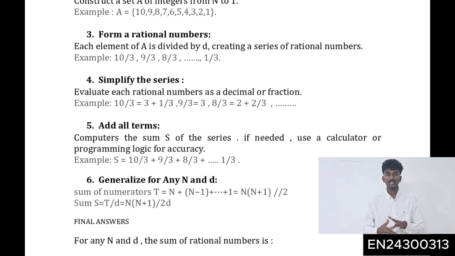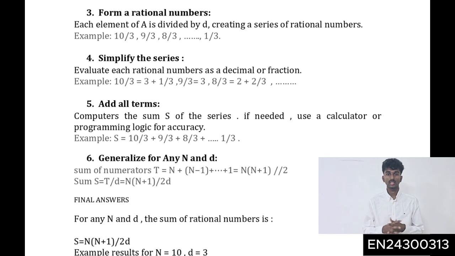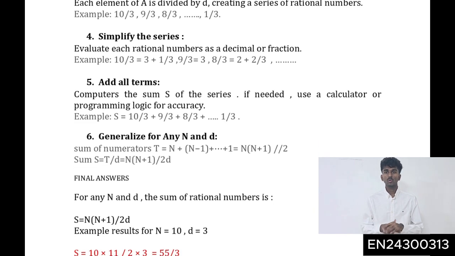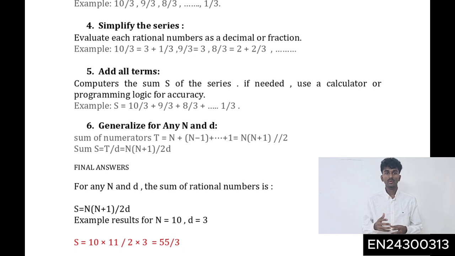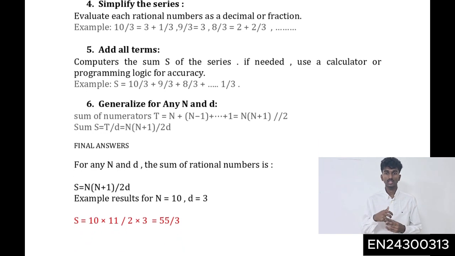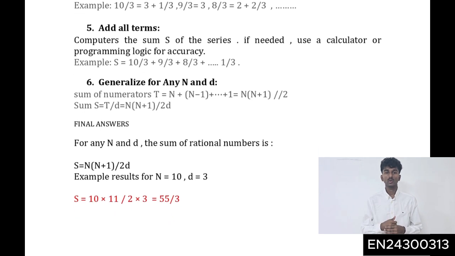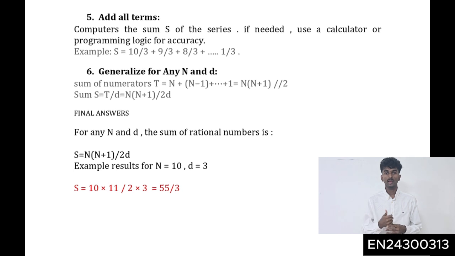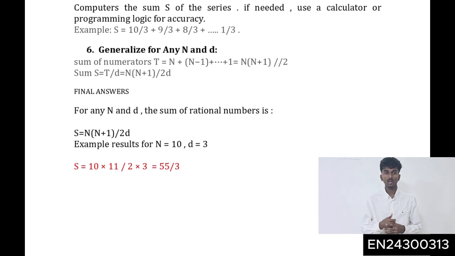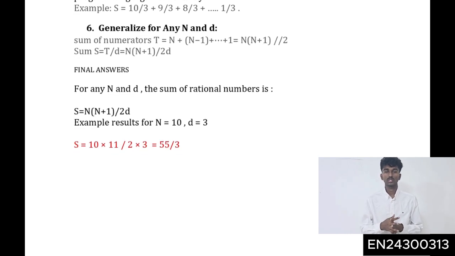The sum of this series S can be efficiently calculated using the formula S equals n times n plus 1 divided by 2d. This formula eliminates the need for repetitive addition as it leverages the properties of arithmetic sequences. For instance, using n equals 10 and d equals 3, we find S equals 55 divided by 3. This approach is versatile and can be applied to any values of n and d, providing a quick and accurate solution to such problems.